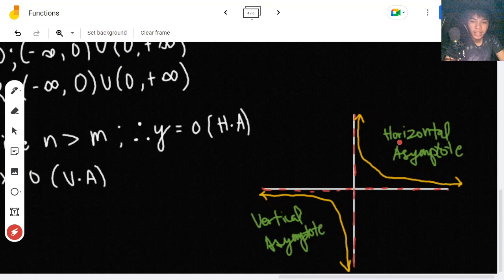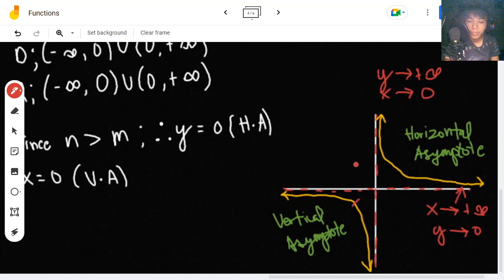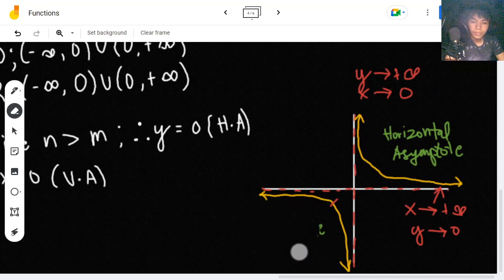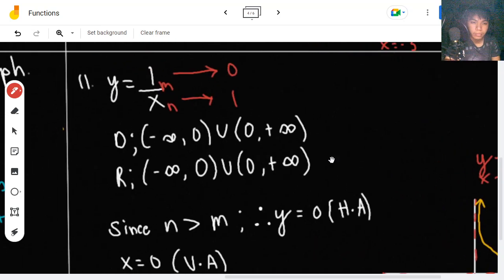Okay, so again, when x approaches positive infinity, y approaches 0. This is for this part. And when y approaches positive infinity, x approaches 0. And you can say the same about these parts. So when y is approaching negative infinity, x approaches 0. Same with this: x approaches negative infinity, y approaches 0. You can see how the asymptotes come into work. Okay.